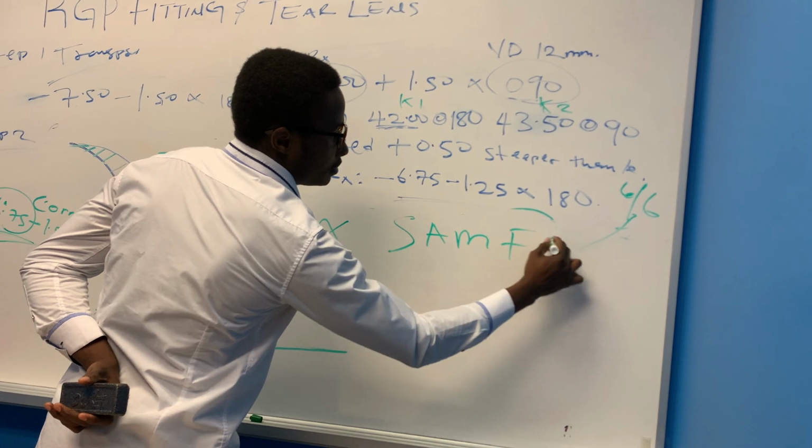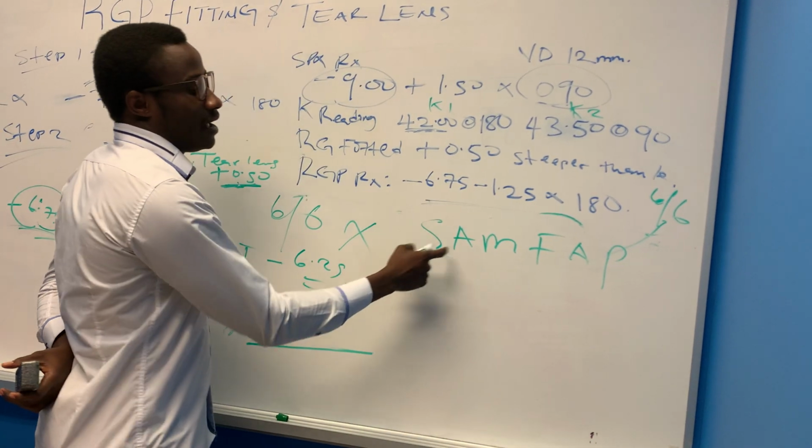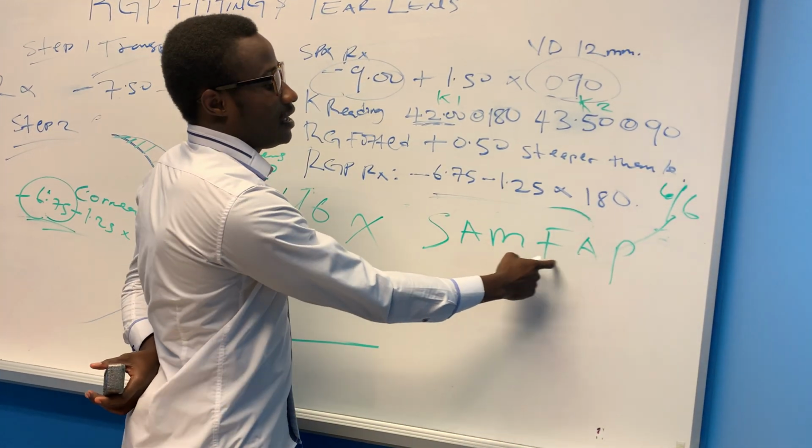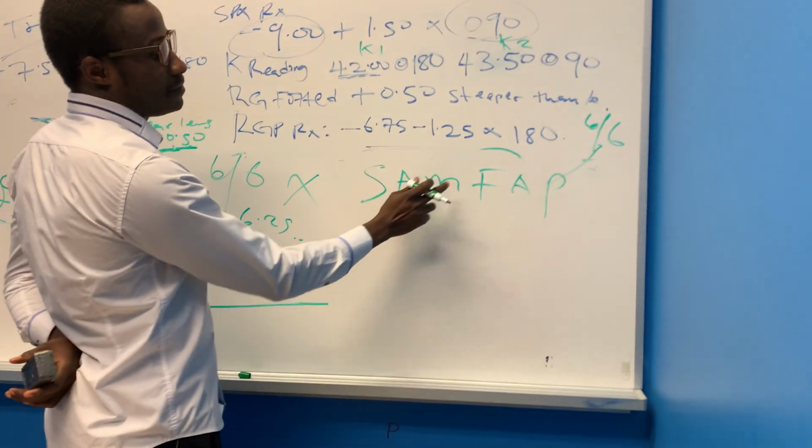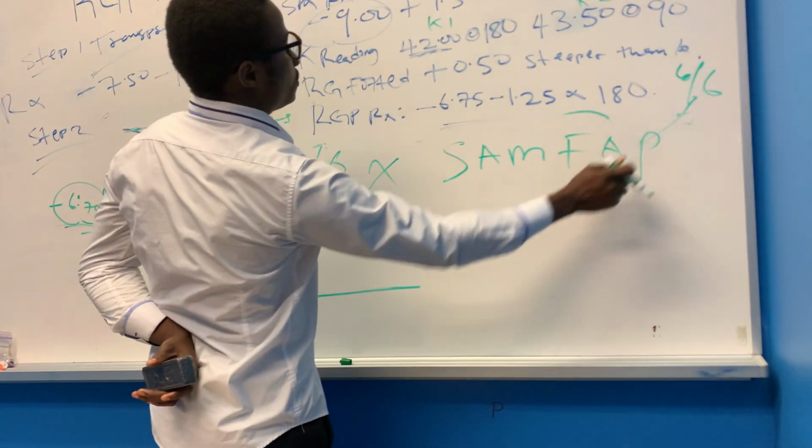SAM-FAB. Steeper at minus, flatter at plus. Just an acronym for you to understand. Steeper at minus, flatter at plus.